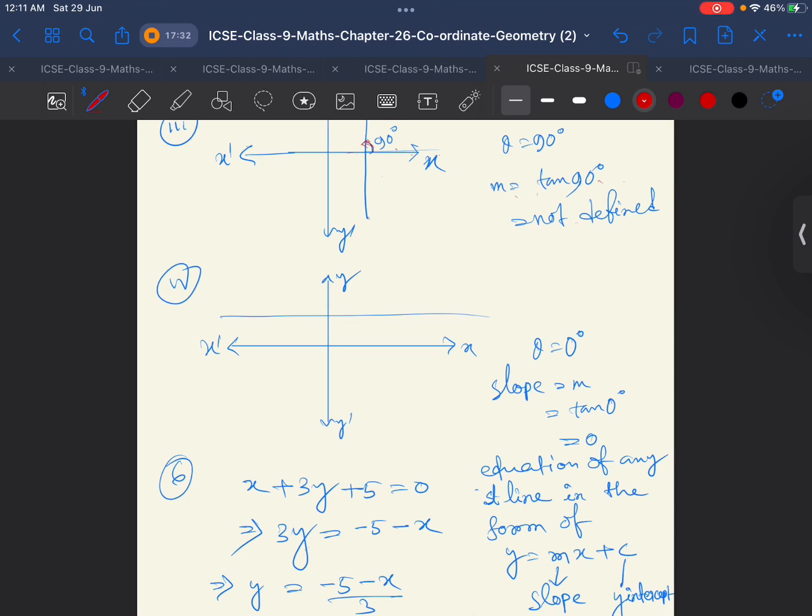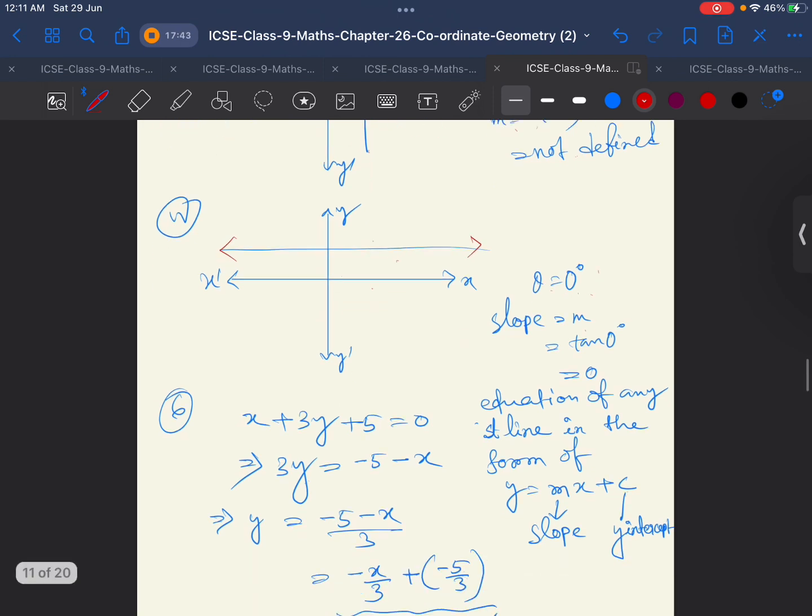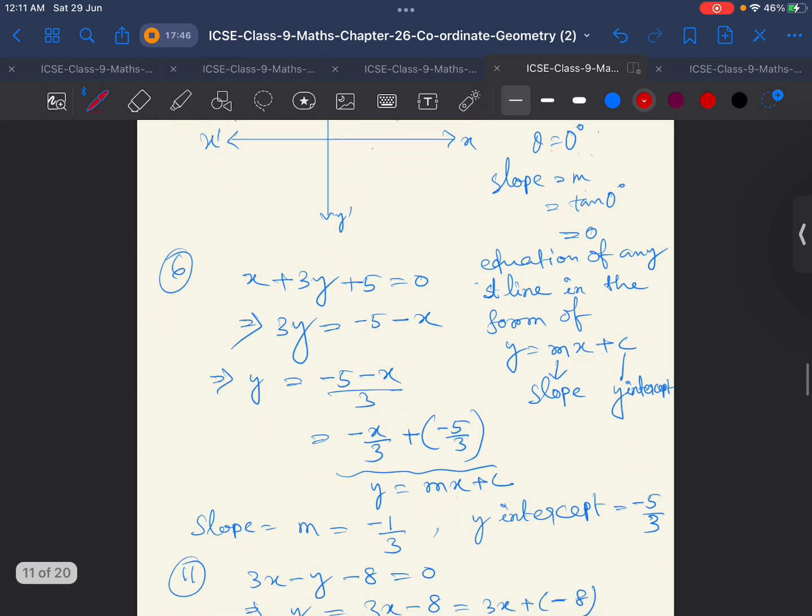Here, a line which is perpendicular to the y-axis is parallel to the x-axis. So theta equals 0. So m, the slope, equals tan 0, which equals 0.